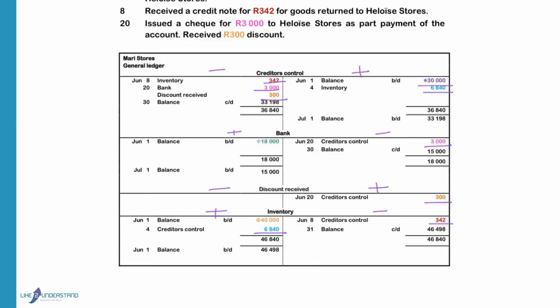When we balance the creditors control account, we know that a liability always has a credit balance, so the total on the credit side will be bigger than the total on the debit side. So we add up the credit side and we subtract the figures on the debit side from the total on the credit side to determine the balance, or the difference between the debit and credit side.